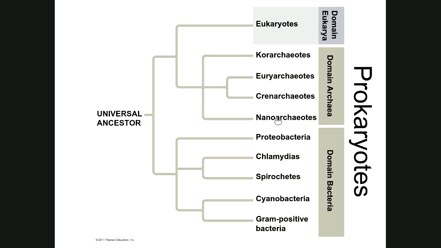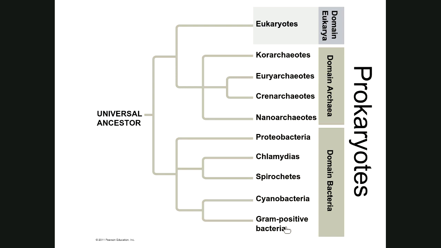However, the text does talk about the 5 clades that make up the domain bacteria. Each clade consists of descendants that are believed to have come from a common ancestor. So we will talk about these in this order: proteobacteria, chlamydias, spirochetes, cyanobacteria, and gram-positive bacteria, okay? But we'll approach it a little different here.